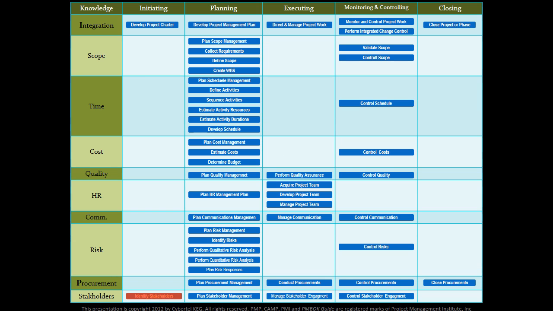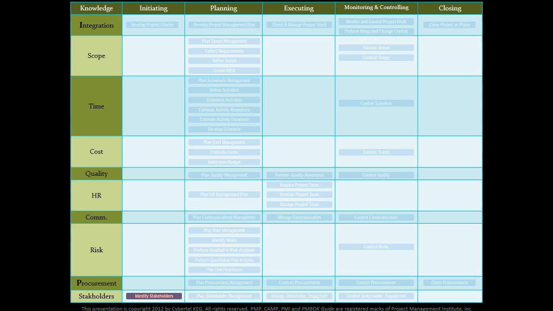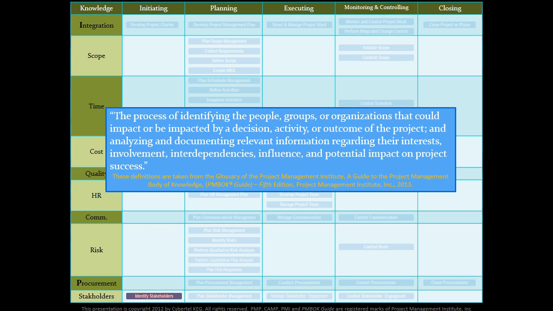Identify stakeholders. It's the second process in the initiating process group, and also the first process in the stakeholder management knowledge area. By the way, this knowledge area was added by the 5th edition of the PMBOK guide. The definition of this process in the glossary of the PMBOK guide is as follows.